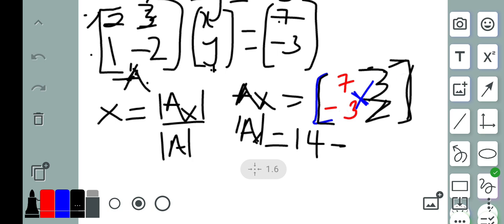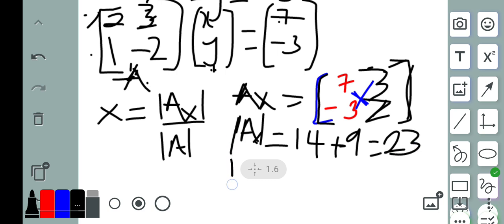So that is 14 minus 3 times minus 3, that will give me minus 9. Minus minus 9 will give me plus 9. Are you there? So this will give me 23. So this is my determinant of Ax.